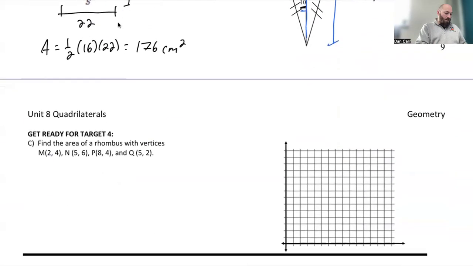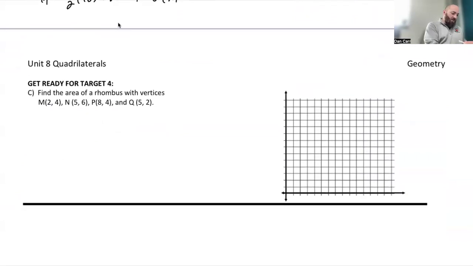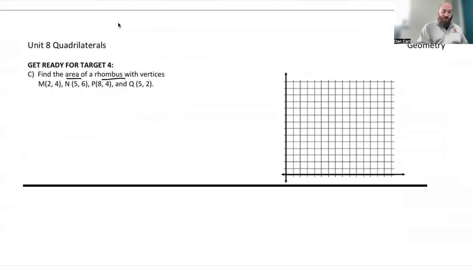Okay. One thing I do want to cover real quick is this one: find the area of the rhombus with these vertices. It's kind of like a little challenge problem. So we're going to first plot all my points. I've got M at 2, 4. N is at 5, 6. So 1, 2, 3, 4, 5, then 4, 5, 6 here. P is at 8, 4, so 1, 2, 3, 4, 5, 6, 7, 8. And then Q is at 5, 2.